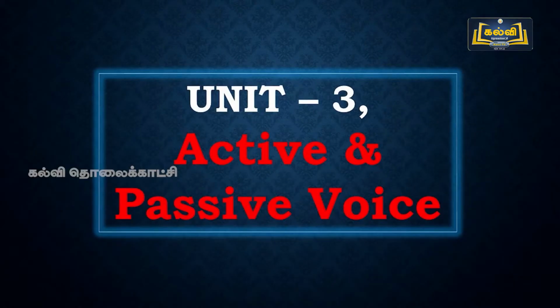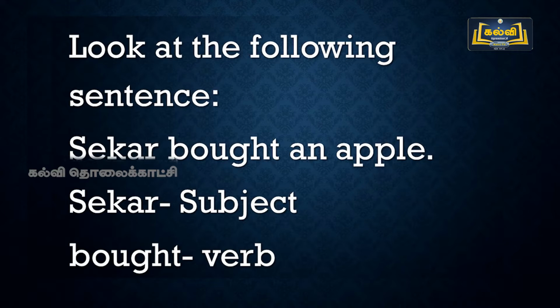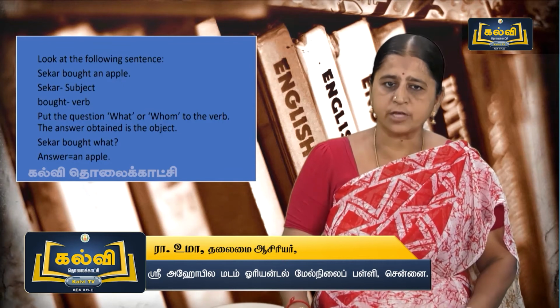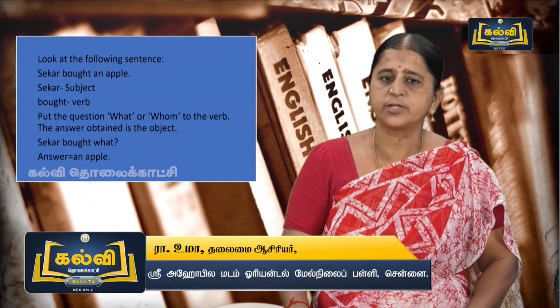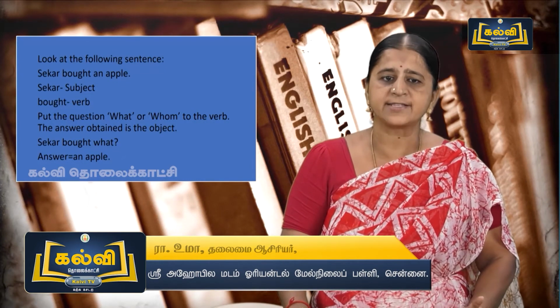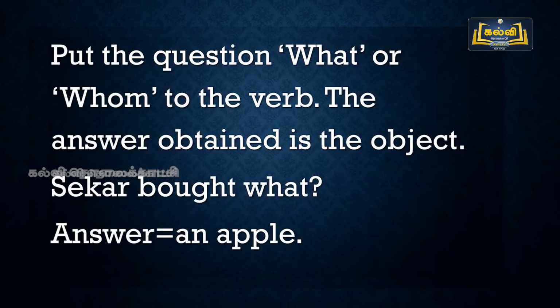Dear students of class 12, in this session of English grammar, we shall deal with the topic voice, the active and the passive. Look at the following sentence. Shaker bought an apple. In this sentence, Shaker is the subject. Bought is the verb. Now, when you identify the verb, put the question what or whom to the verb. The answer that you get is the object. Now try asking this question. Shaker bought what? Answer, an apple.